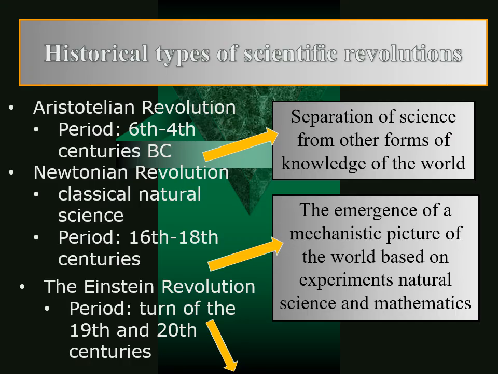So, the ideas about light, about what light is, changed according to the types of scientific revolutions. The first revolution, the so-called Aristotelian revolution, is due to the fact that science separated from other forms of knowledge of the world, that is, from sensory knowledge of the world, and began to represent a separate direction of studying the world, in about the 4th century BC.